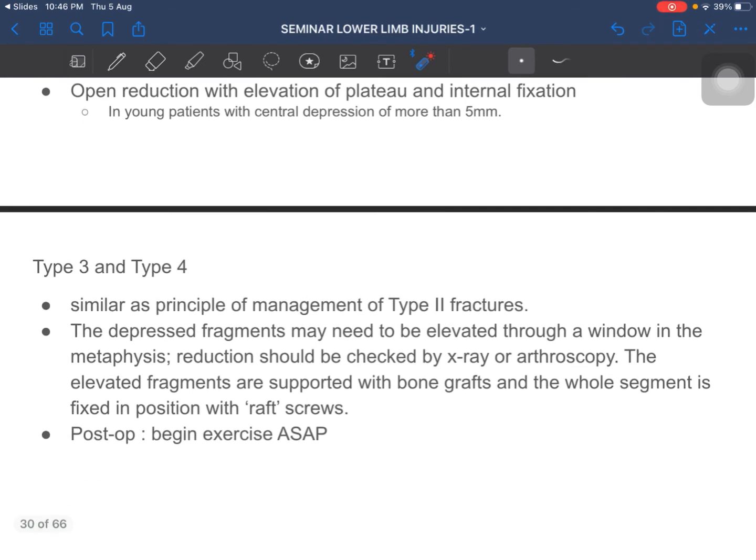For type 3 and type 4, it has a similar treatment. Principle of management of type 2 fractures: the depressed fragments may need to be elevated through a window in the metaphysis, and reduction should be checked on X-ray or arthroscopy, and the elevated fragments are supported with bone grafts, and the whole segment is fixed in position with graft screws. Post-operatively, the patient should begin to do exercise as soon as possible.